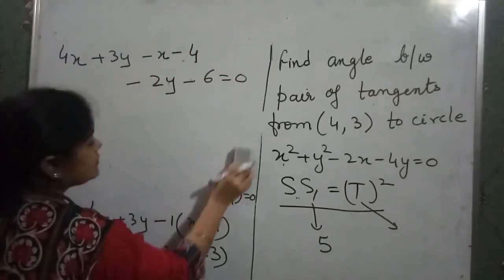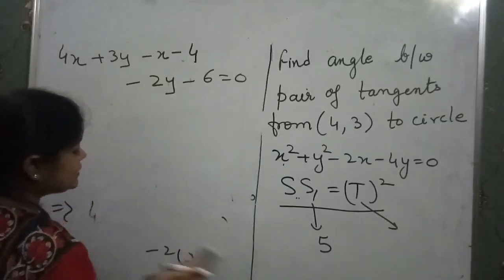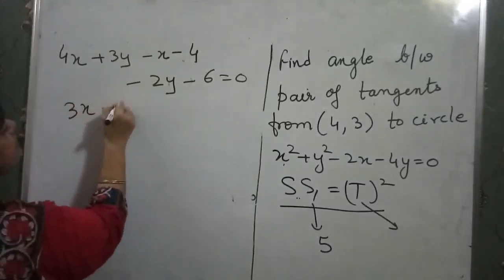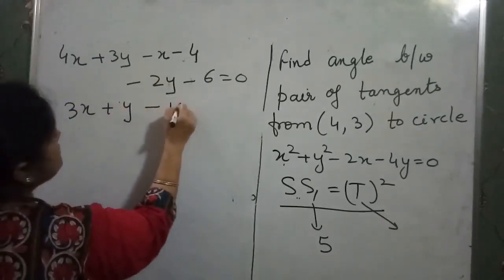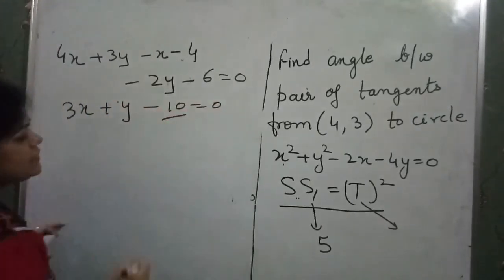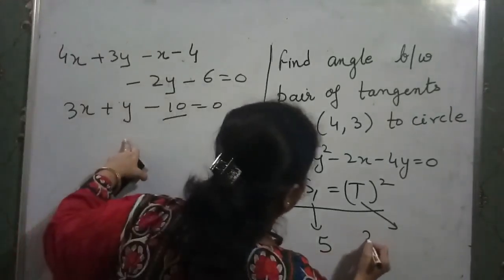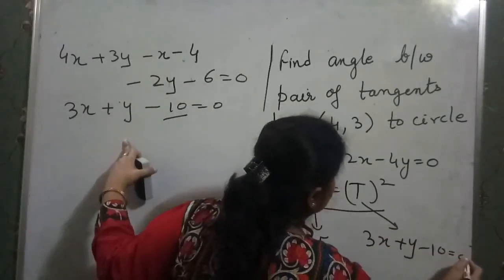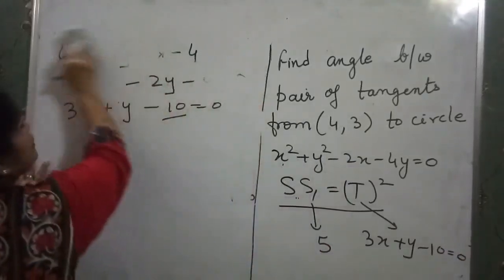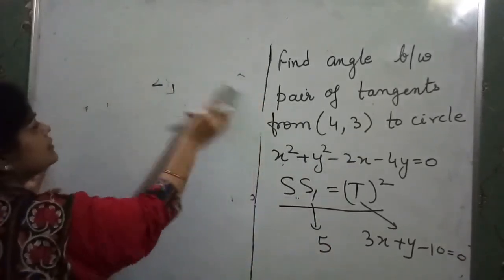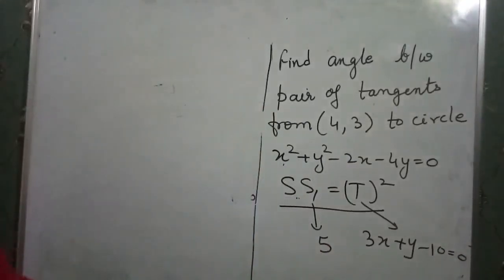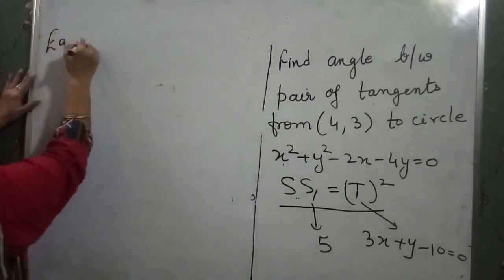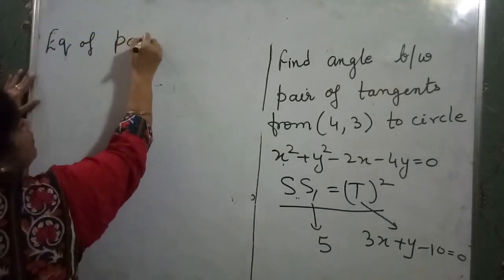This I am solving for the equation of the tangent for the circle. Clear? So we have 3x plus y minus 10. So this is the equation of the tangent. Just write it here: 3x plus y minus 10 is equal to 0. Now I am going to find the equation of the pair of tangents for the circle.